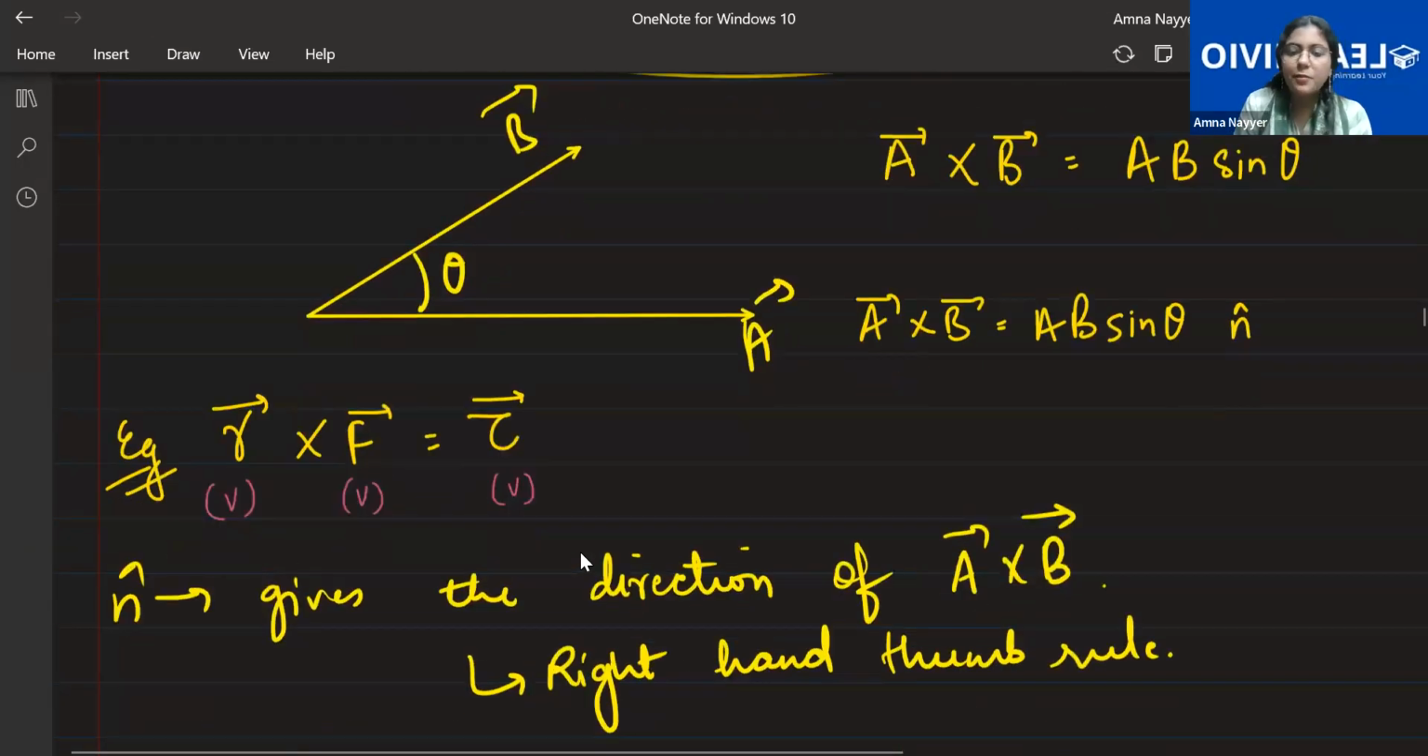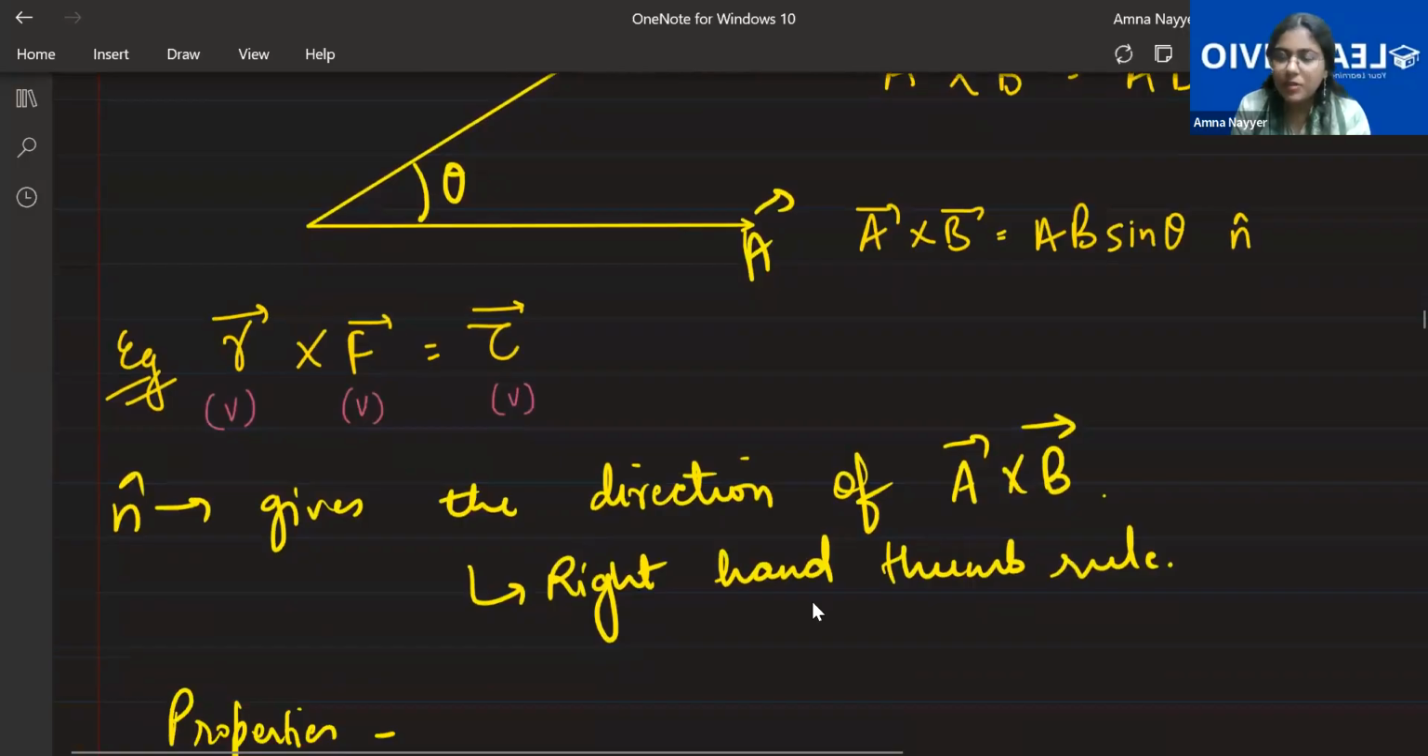So n cap is sometimes present to give the direction of A cross B, which is given by the right hand thumb rule. But this is not a standard way to solve every question. For every topic, you will be taught different methods to calculate direction, so focus on those. This is just a general term, you generally just write it for the sake of writing. For the direction of torque in class 12, you have the whole magnetism chapter, which is based on your right hand rule. So don't worry about the direction. For every quantity, you will learn the easiest way to remember the direction.